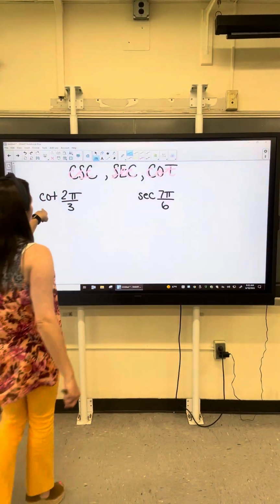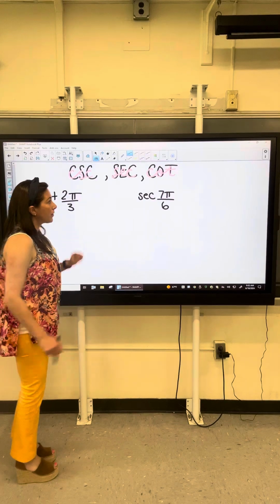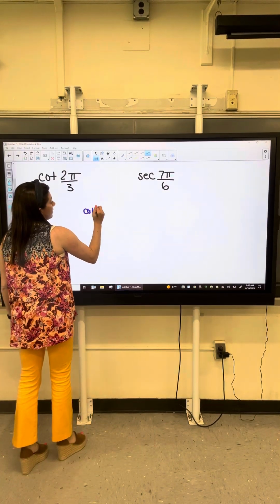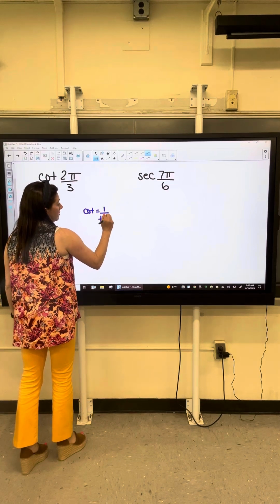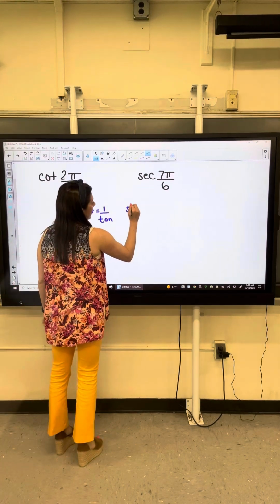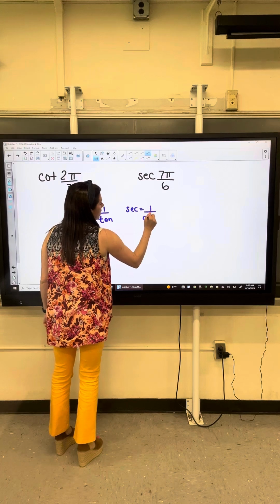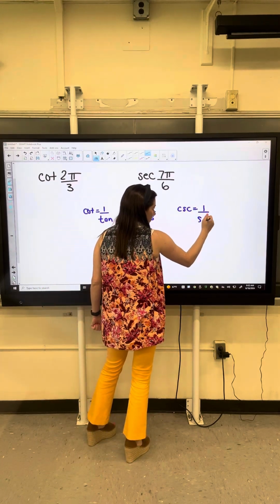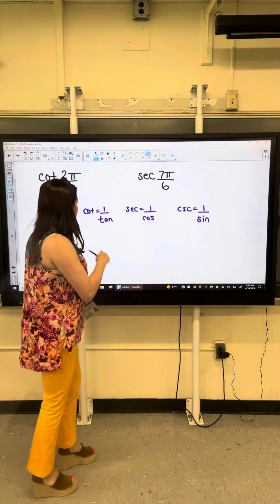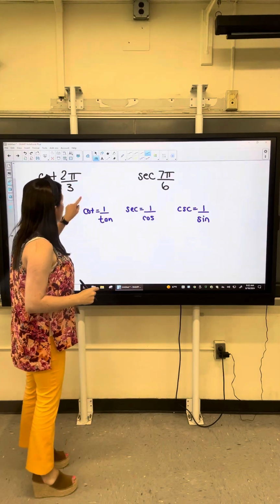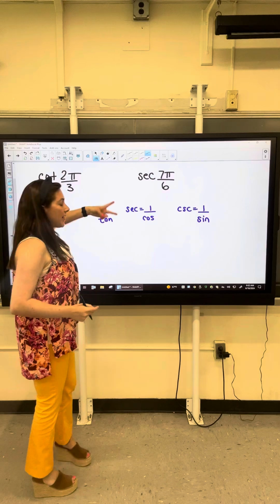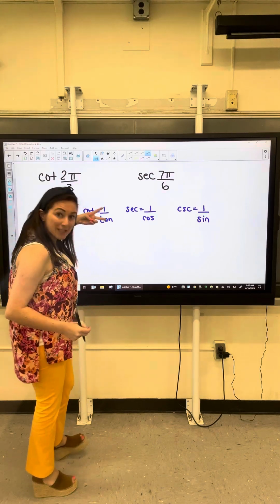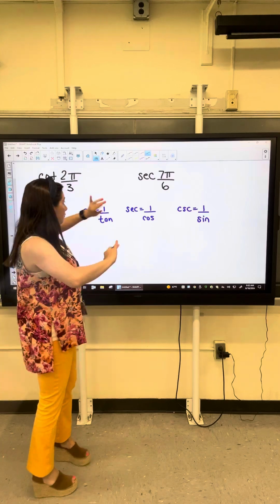Okay, so say I want the cotangent of 2 pi over 3. You have to remember that cotangent is 1 over tan, okay? Secant is 1 over cosine, and cosecant is 1 over sine. Okay, so this is really going to help us. So if I can find the tangent of 2 pi over 3, then I can just flip it, and that's going to be equal to the cotangent, okay? They are reciprocals of one another, not inverses, reciprocals.